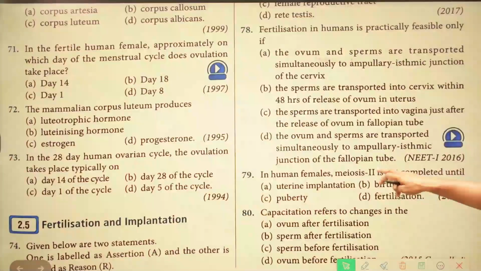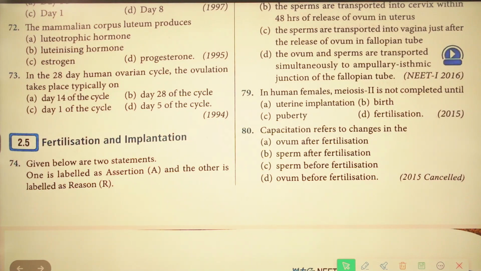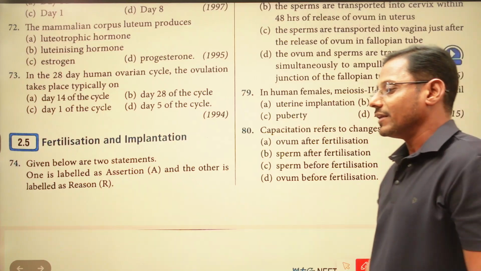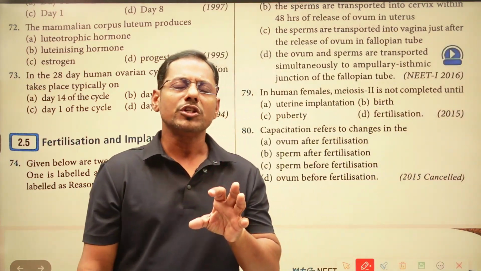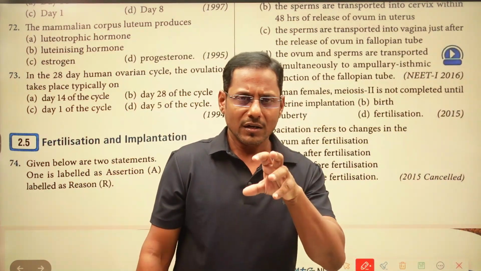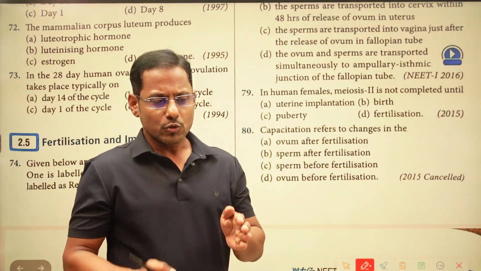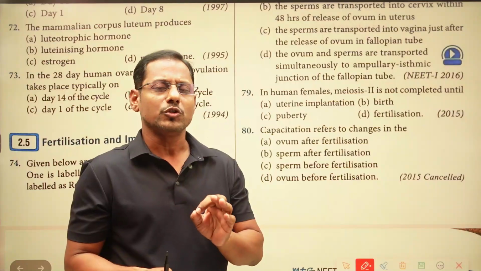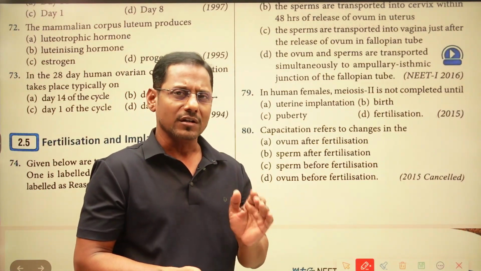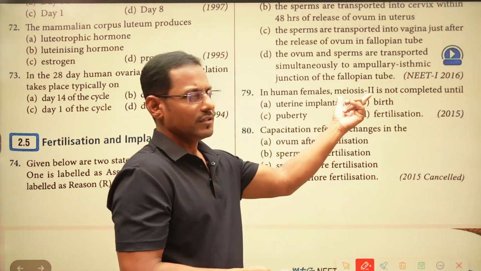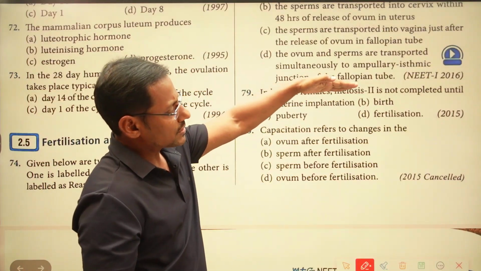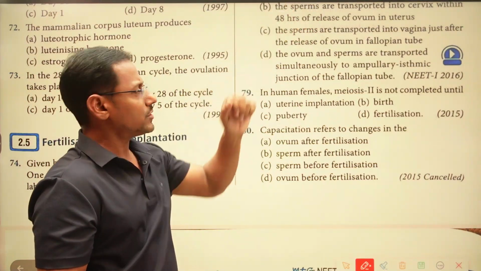And let us see the 79th one. In human females, meiosis II is not completed until... Now, see here how many questions were asked on this particular topic only. Here, meiosis II. So, this particular oogenesis process we should know very clearly, as well as the fertilization process. Depending on that, the questions were asked. This kind of question was asked before, right?